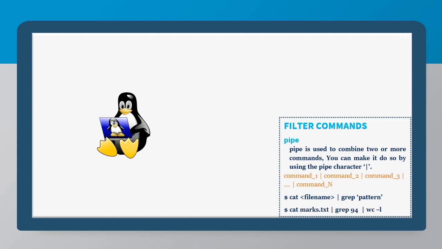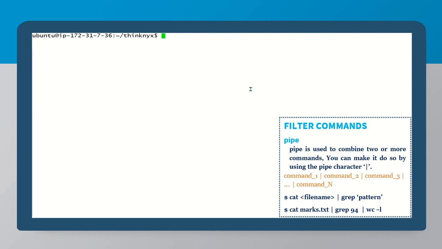In the second example, cat marks.txt will display the contents of the marks.txt. Now this acts as the input to grep 94. 94 will be searched in marks.txt and the third command wc -l will count the number of lines of 94 in marks.txt. So here we are combining three commands together. Now let's see the demo in the terminal.